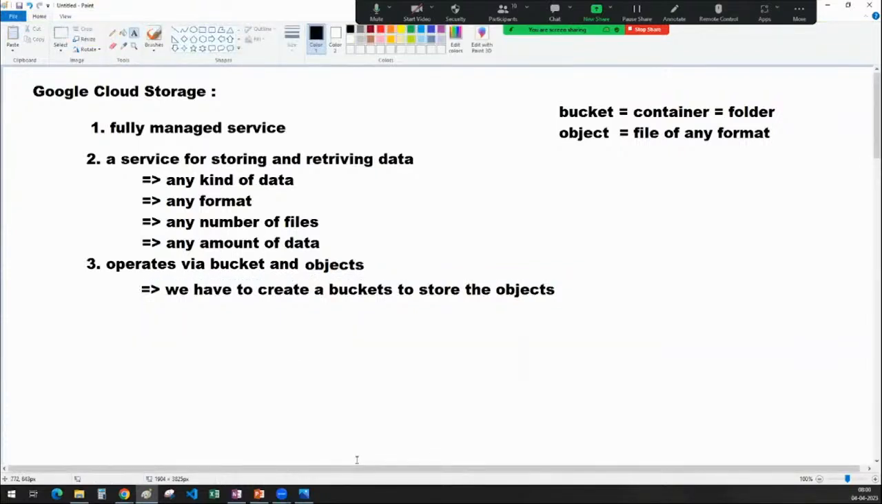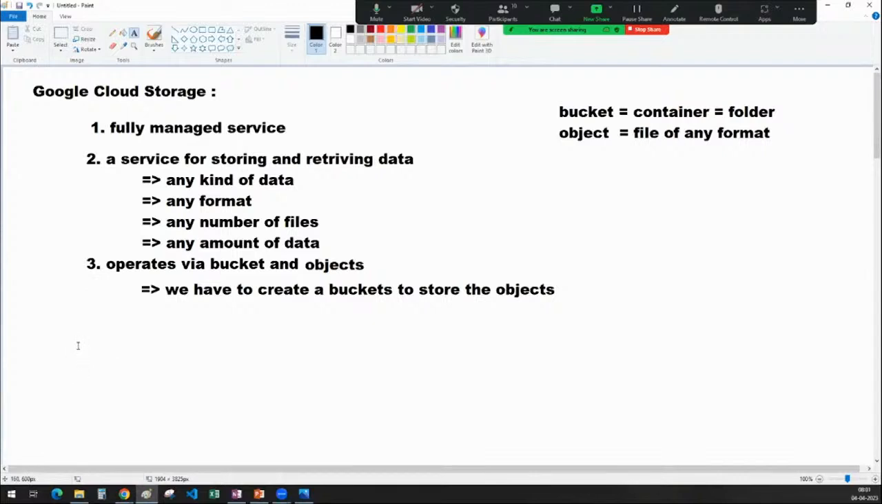How does Google Cloud Storage operate, sir? Google Cloud Storage operates via buckets and objects. In the terminology, what is a bucket, sir? A bucket is nothing but a container, and an object is a file of any format, and we have to create a bucket. If I want to store some data inside Google Cloud Storage, what do I have to do? I have to go to Google Cloud Storage, create a bucket, and inside that I can upload the objects. What do you mean by objects, sir? It is nothing but data, nothing but a file, right? This is how it operates, sir.